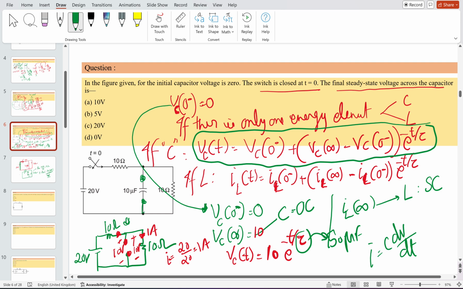In this question, it is asked what is the final steady state voltage. Steady state voltage means make the capacitor open circuit and find the value of VC infinity. It's actually coming to 10 volt. So option A is correct. Any doubt in this? Remember, this is a standard equation. It is very important to solve most of the problems.